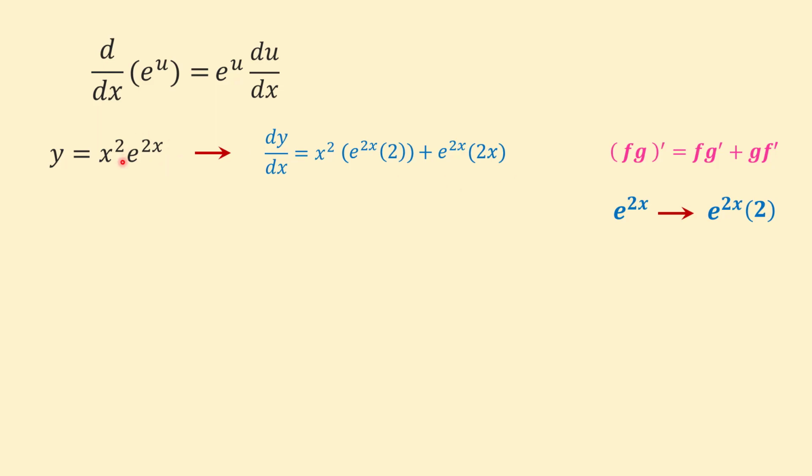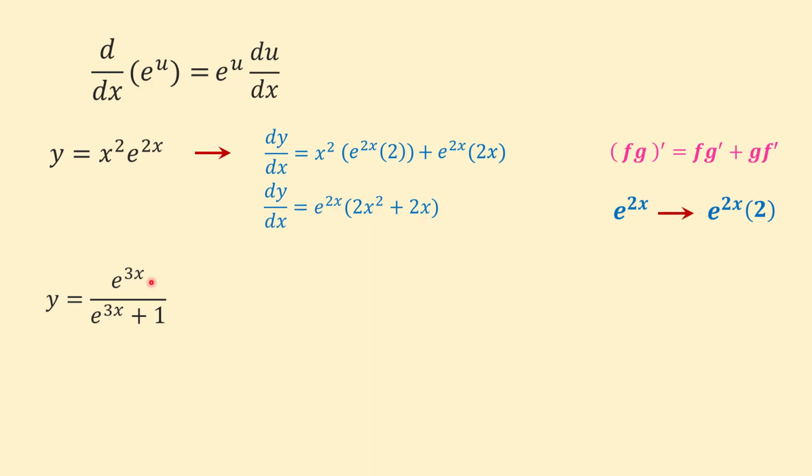The second function is e to the 2x times derivative of first function. Derivative of x squared is 2x. And this is the derivative of the function. If you want, you can factor e to the 2x from the first and second term. Also note that inside this curly bracket, you can factor 2x if you want.